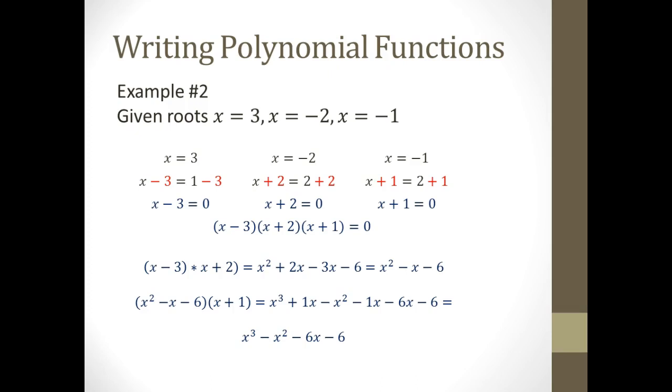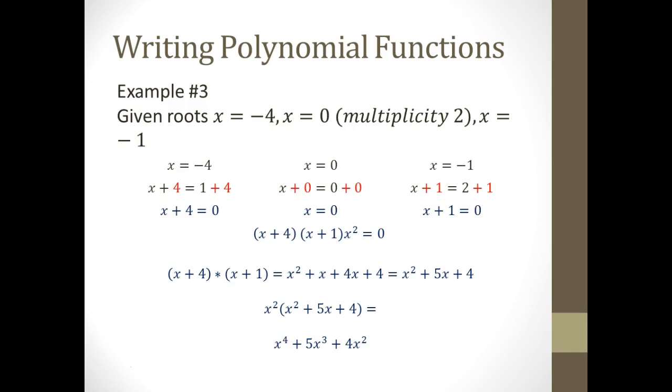Now I combine my like terms. I end up with x cubed. 1x and negative 1x cancel each other out, but I have there negative x squared minus 6x and minus 6. That's my polynomial.